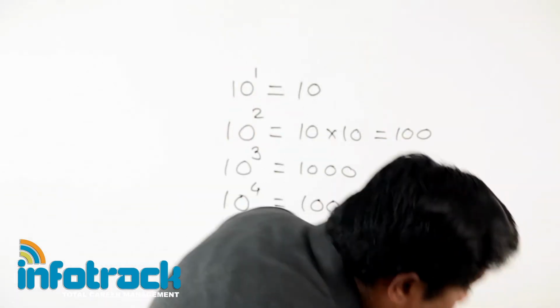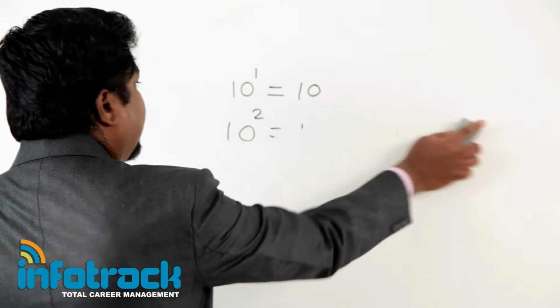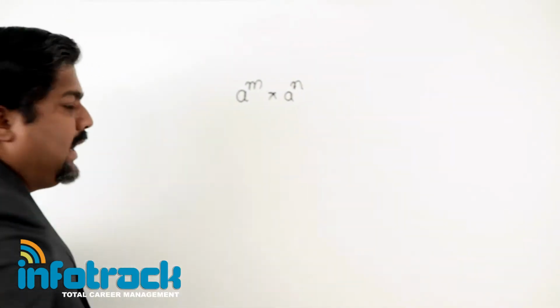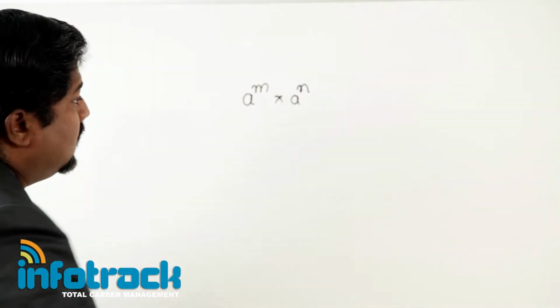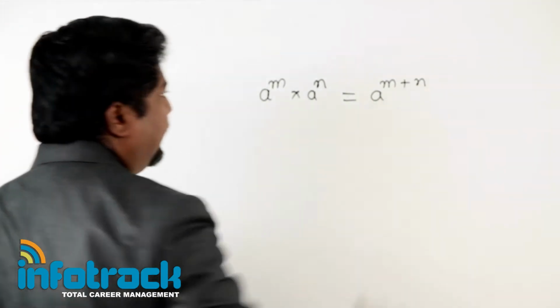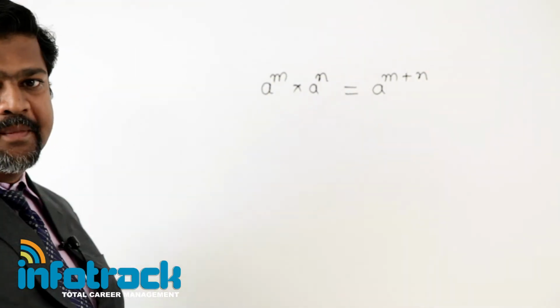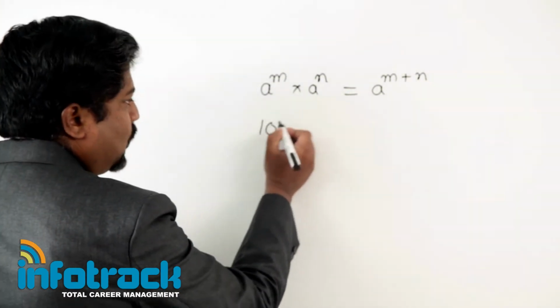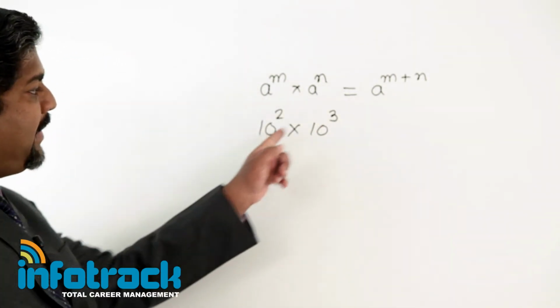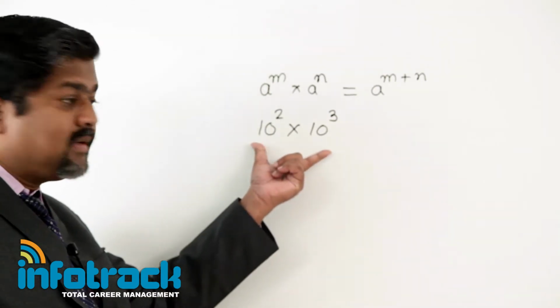Now second concept we have to go to is the laws of indices. Now what are the laws of indices? A very basic part we are going to discuss here. A raised to m into a raised to n is equal to a raised to m plus n. A can be any number. Suppose I am saying here 10 raised to 2 into 10 raised to 3. M and n can be same or different, but the base must be same.